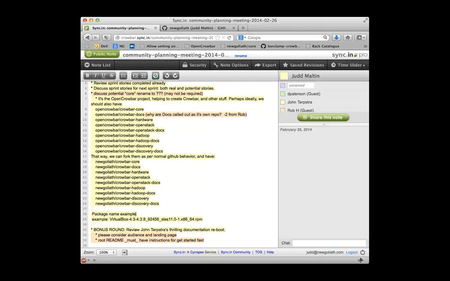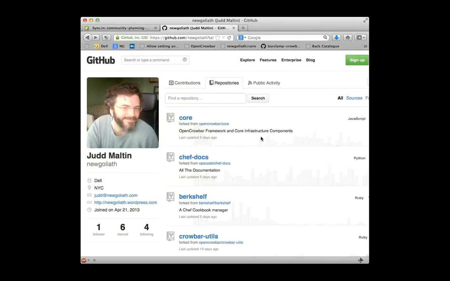I understand Victor's hesitance to rename. From my perspective, you have the org name and you have the repositories in the org. You made a good point, which is when somebody forks what's currently called core, they end up with a repo called core in their GitHub organization or locally, and the context may be lost. There's no reason that your personal fork has to have the same name as the stuff in OpenCrowbar.